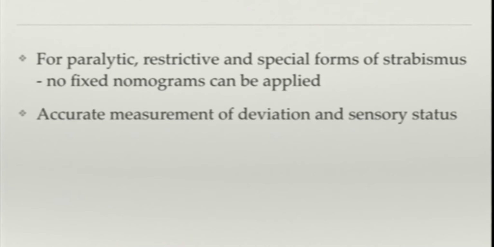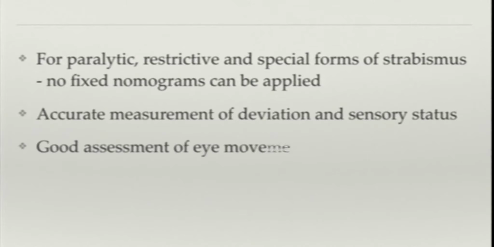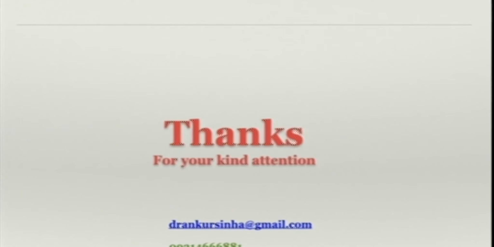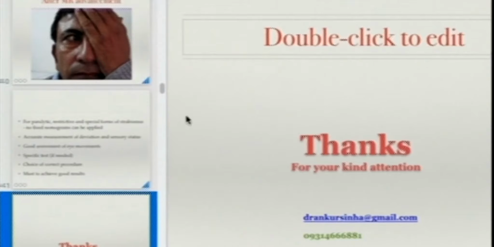For paralytic and restricted strabismus, Dr. Saurabh Jain will be talking about these. So accurate measurement of deviation, sensory test status, good assessment of eye movements, specific tests if needed, and choice of correct procedure are a must to achieve good results in strabismus. Thank you, Dr. Ankur. We'll now move on to Professor Rohit Saxena.